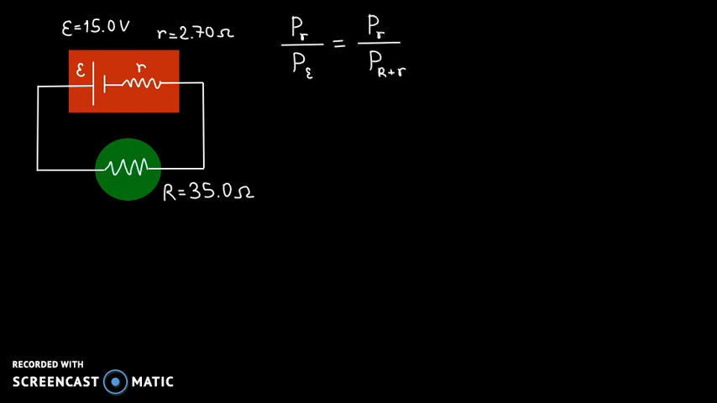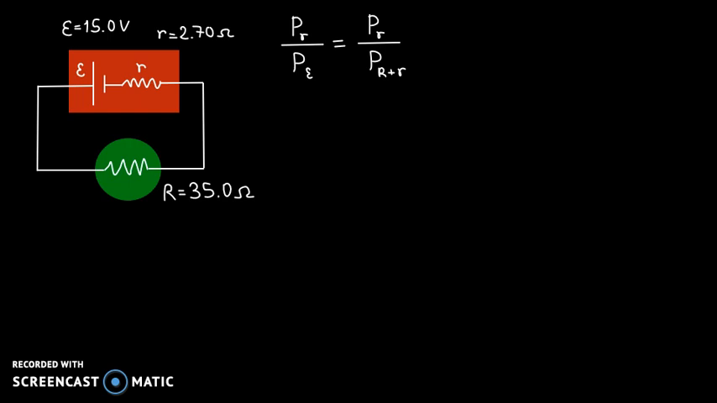So here I have replaced the power delivered by the EMF with the power dissipated in the entire circuit. I'm using subscript capital R plus lowercase r to denote that this is the power dissipated by the light bulb plus the power dissipated by the internal resistance of the battery.